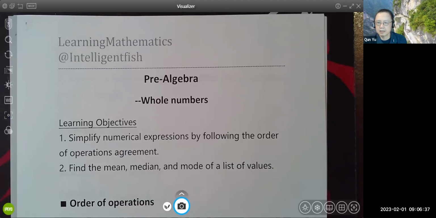The second objective is that we want to calculate some statistics, very basic ones, and they are called mean, median, and mode. So let's get started.